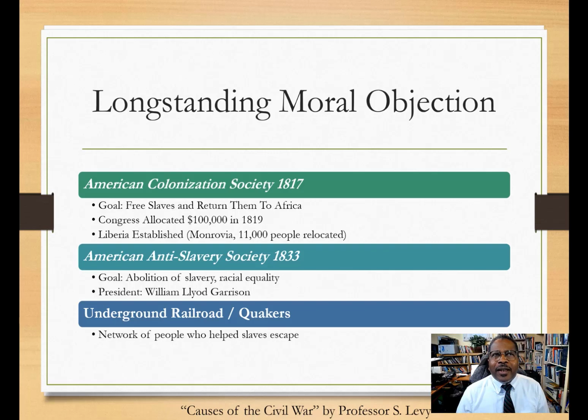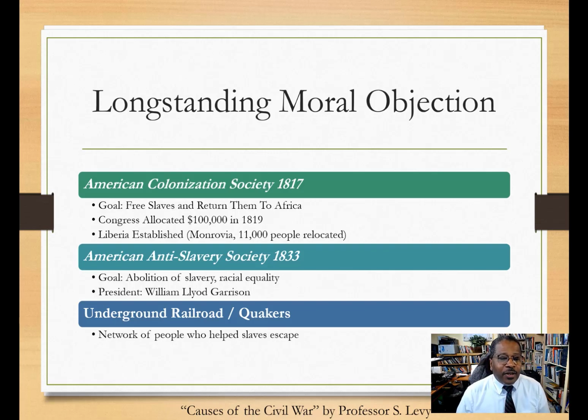But slavery is not a new issue. So why did it erupt in the 1850s to the point of war? If we think about it, you've always had organizations who wanted to end slavery in different ways, starting with the American Colonization Society, formed way back in 1817. Their goal was to free the slaves and then send them back to Africa, to relocate them. And this was a serious idea.